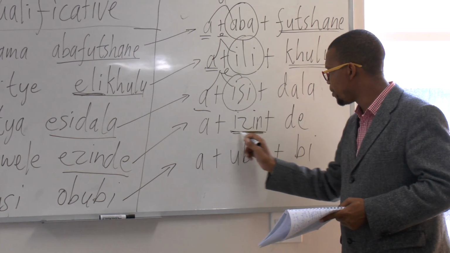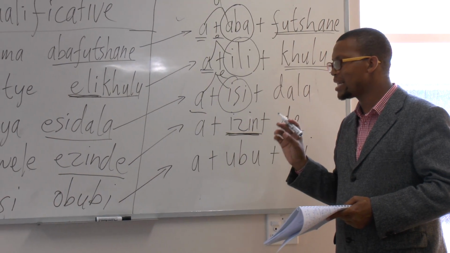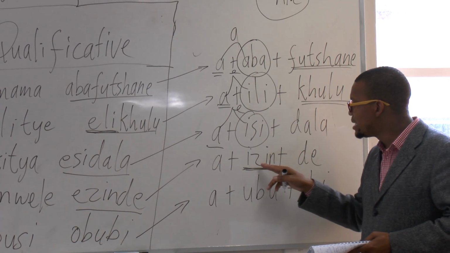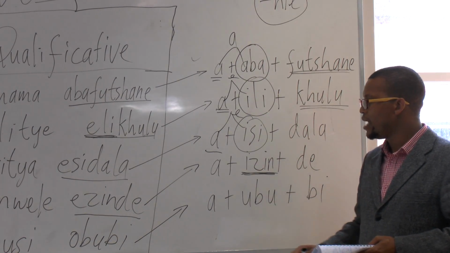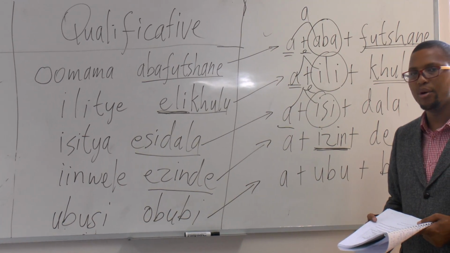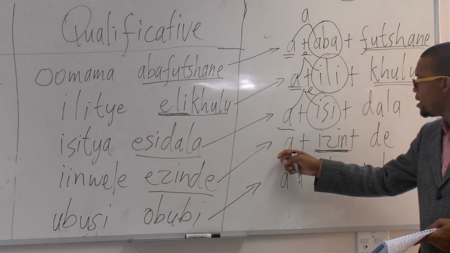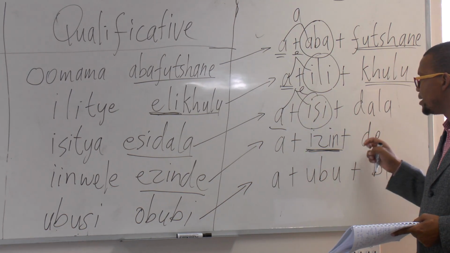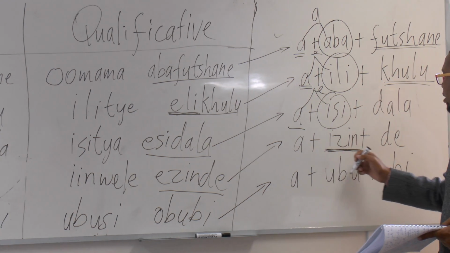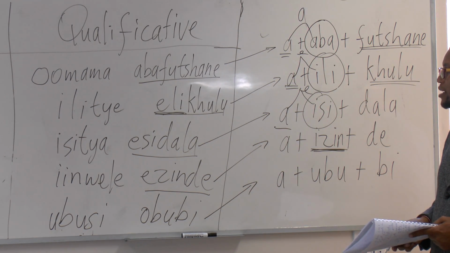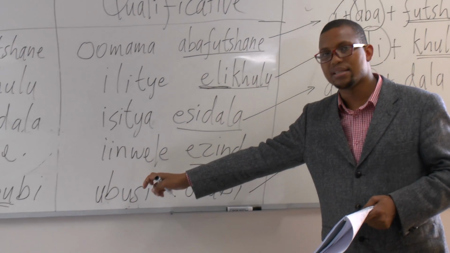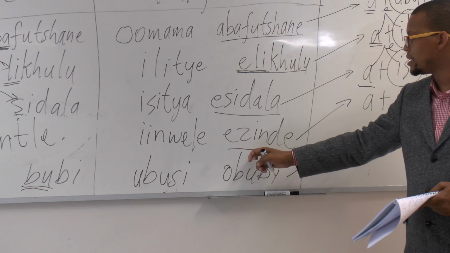Alright. Then, in the case of class 10, just note the prefix for class 10. The prefix for class 10, when it's used with the adjectives, is izi, just note that. Then, inwele ezinde, long hair. Inwele ezinde is going to be A plus izi plus de. And then we get inwele ezinde, because A plus I gives us E.